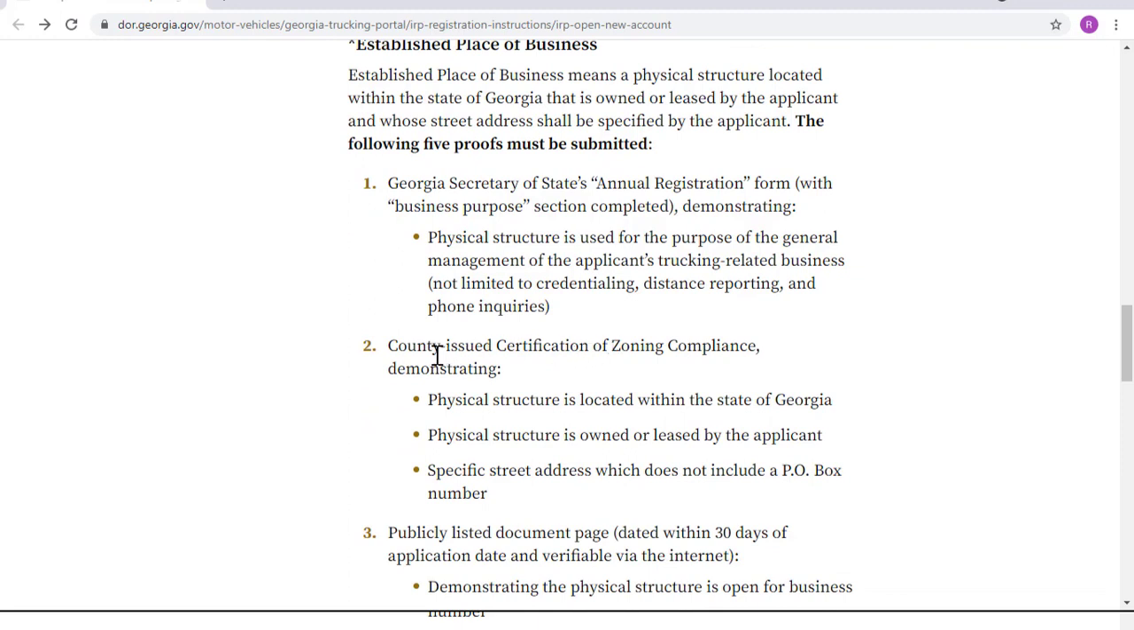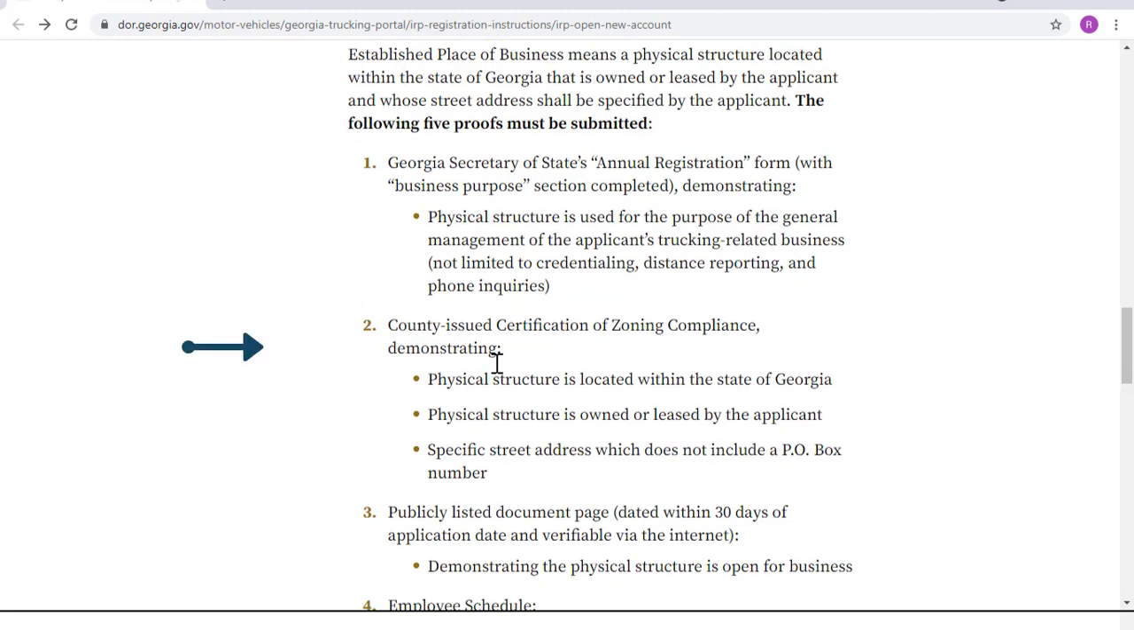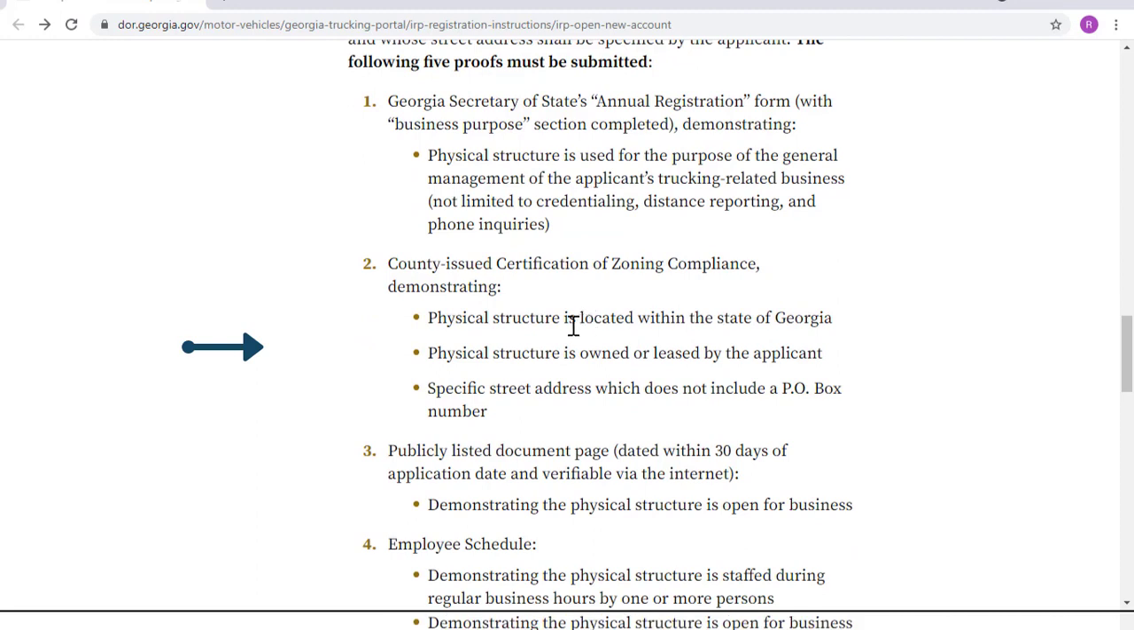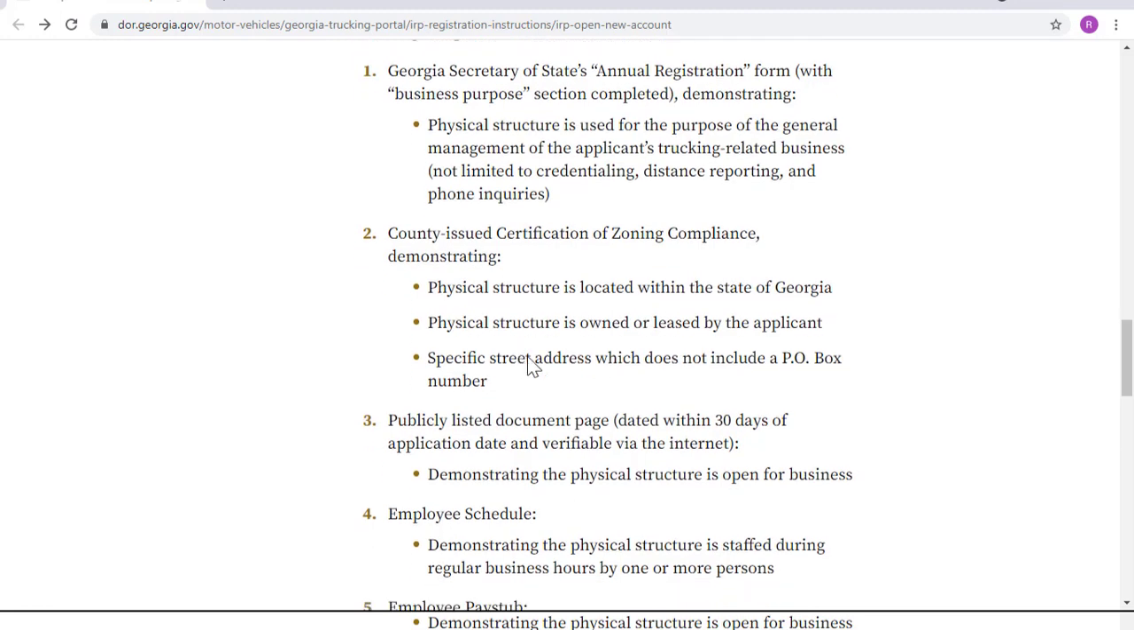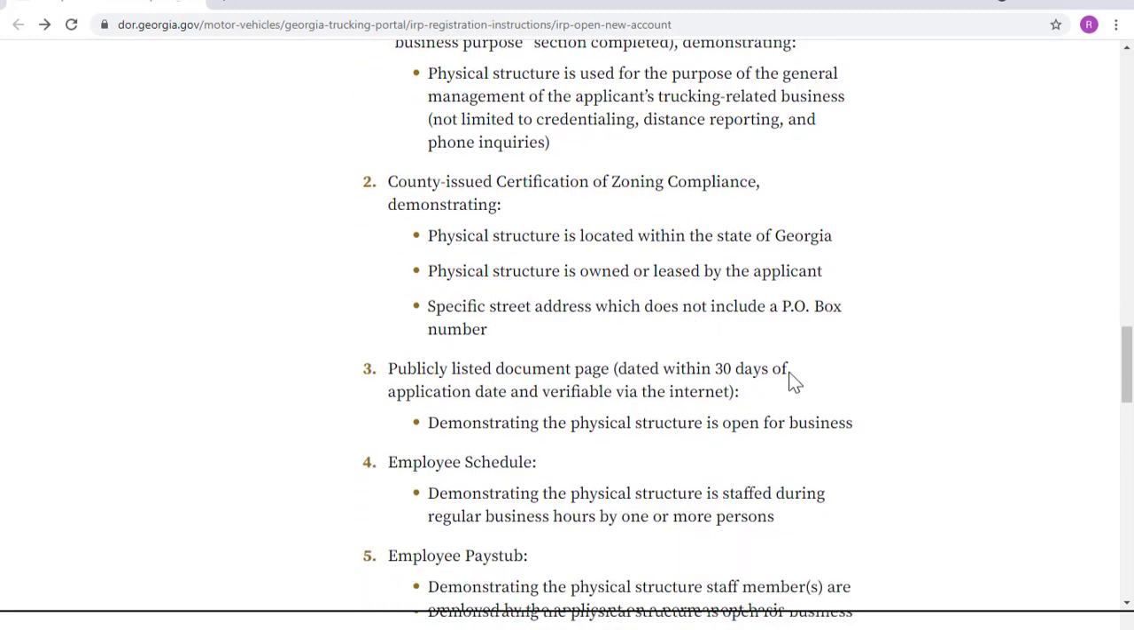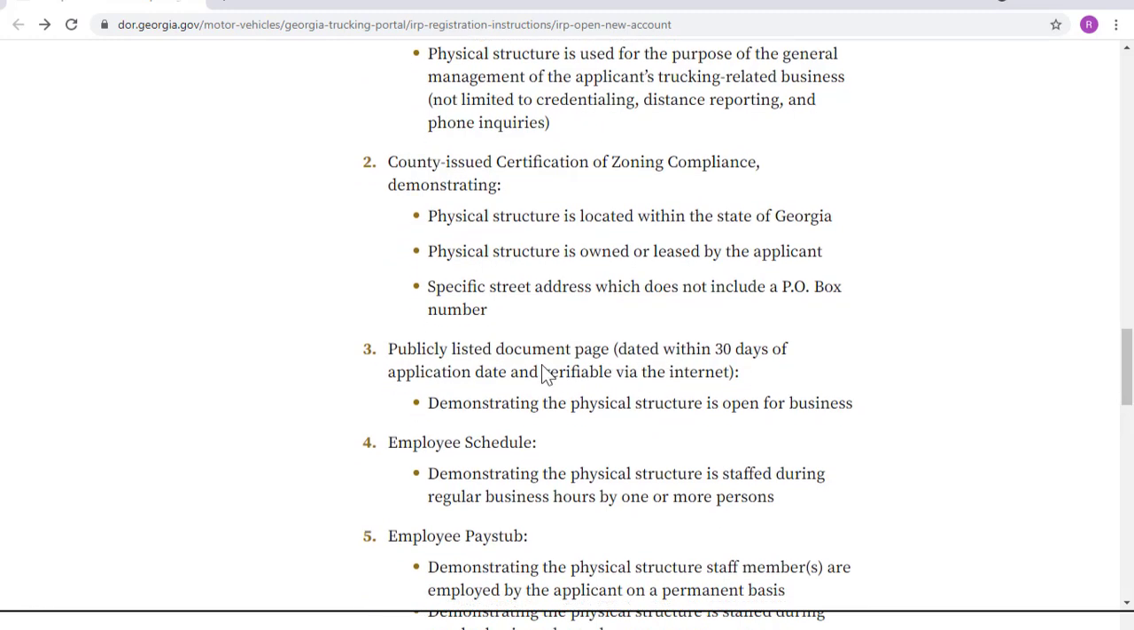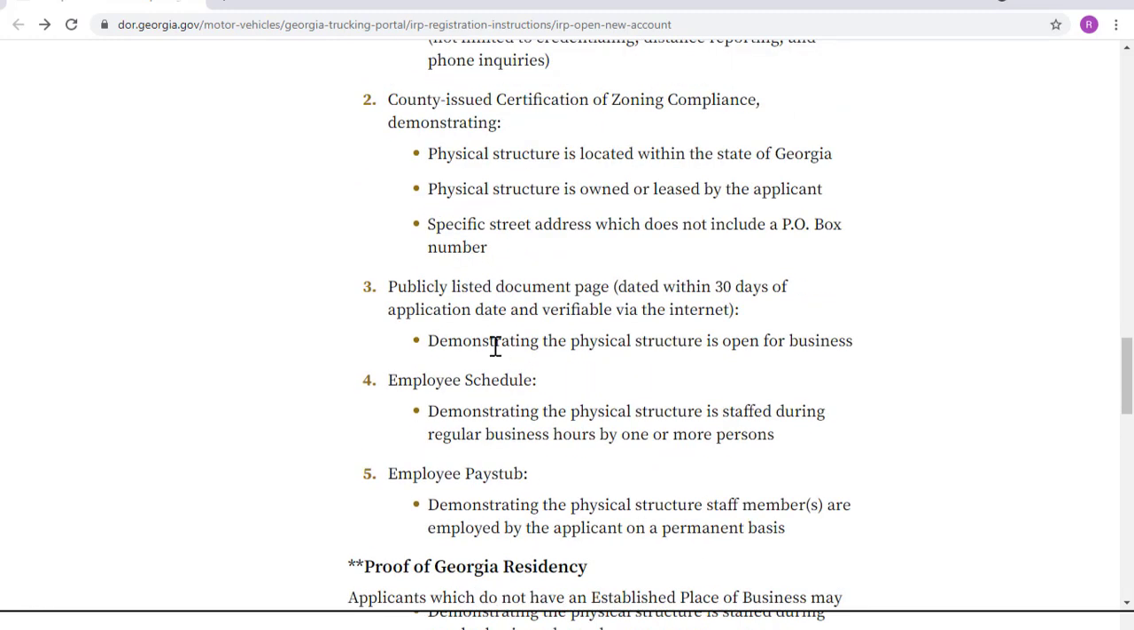Another option for you is county issued certification of zoning compliance. Right? This demonstrates your physical location or your physical structure that's located within the state of Georgia. Okay. And again, specific street address does not include the P.O. box number. Let's go down to number 3. Okay, and keep in mind, guys, if I'm going too fast, this is the URL. It'll take you directly where I'm at, and you can go through this list and get this thing submitted.